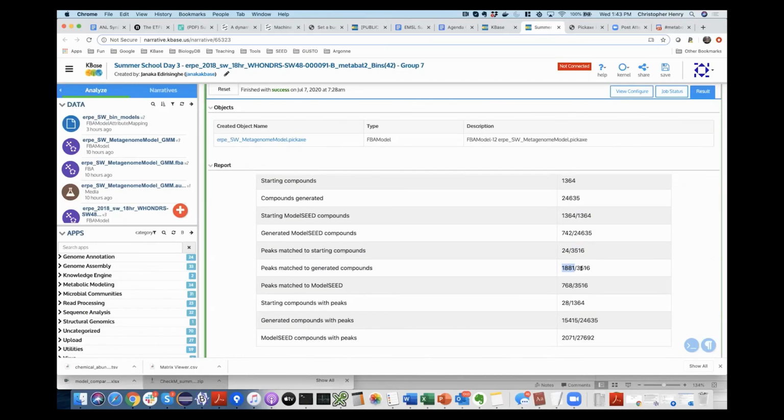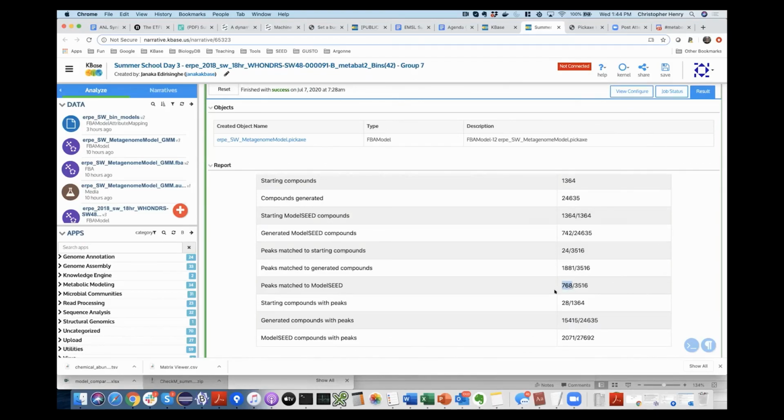How many peaks matched generated compounds? 1,881. So more than half of the peaks, the cheminformatics found candidate pathways and candidate compounds for more than half the peaks, while the model contained only 24. So the cheminformatics is really expanding how much of the metabolomics can be, hypothetically, explained by the model. Remember, we're in Wonderland, so it's only hypothetical. The predictions here are just that. They're predictions that need to be investigated further. But the nice thing is it gives you mechanistic hypotheses that let you design experiments to actually do further investigation.